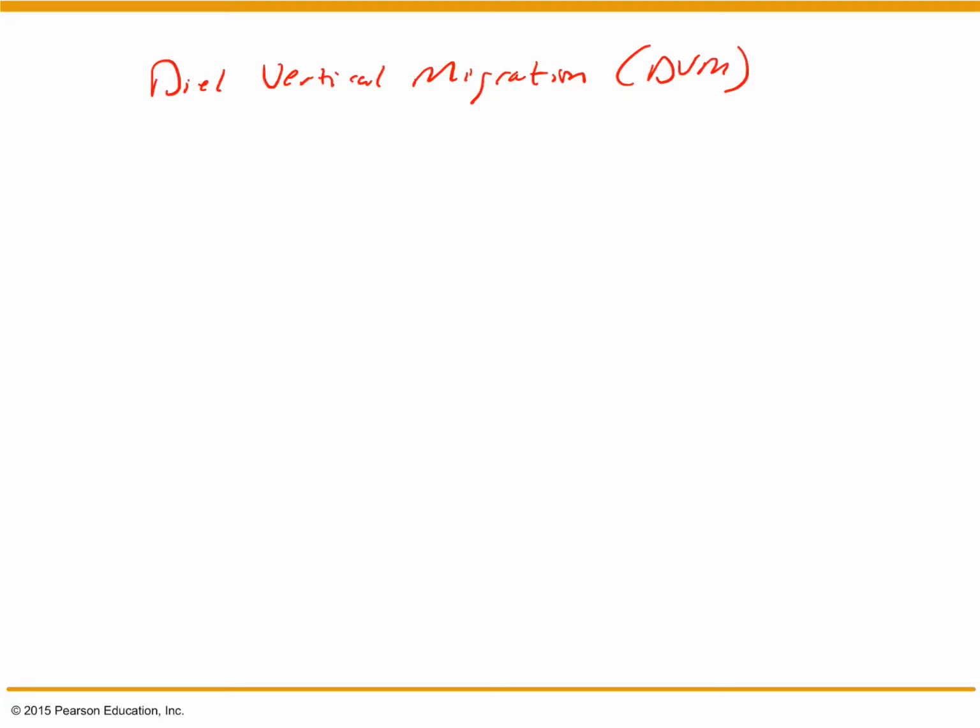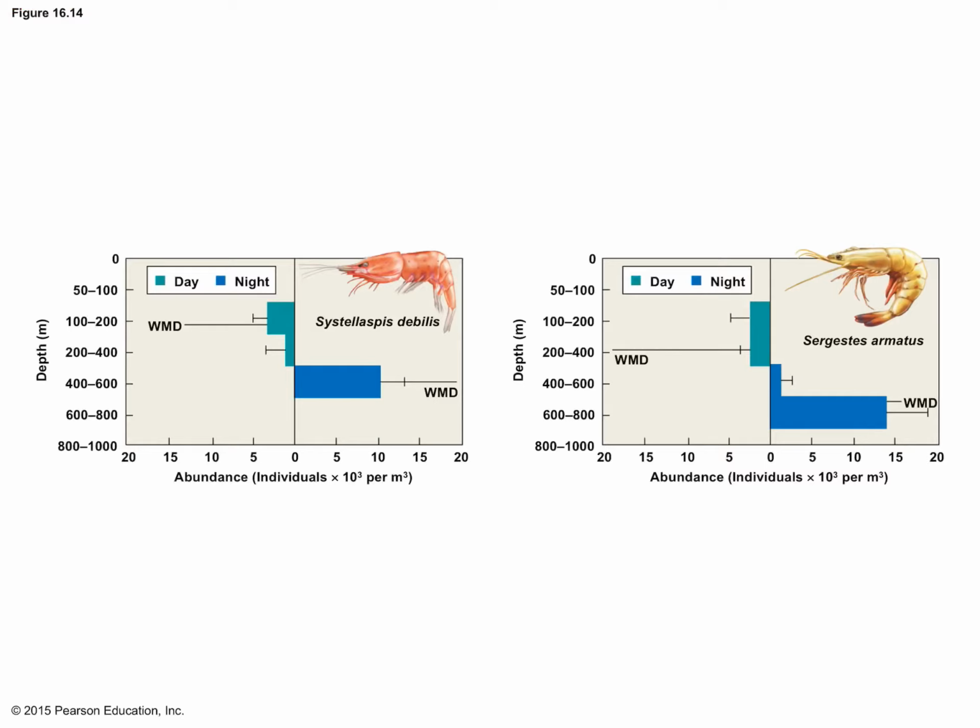So during the day, they spend time deeper down, and then they migrate back up to those surface layers to feed for themselves at night when they're less likely to be fed upon by fish and that sort of thing. So this is well documented in a lot of crustaceans. There's a figure from your book, and this is it.